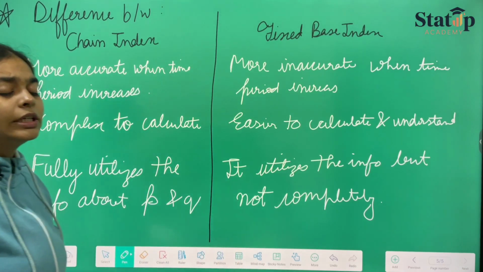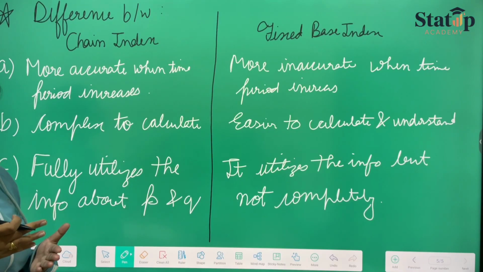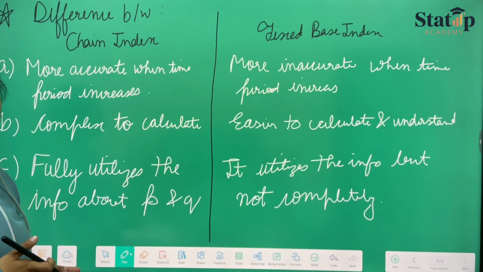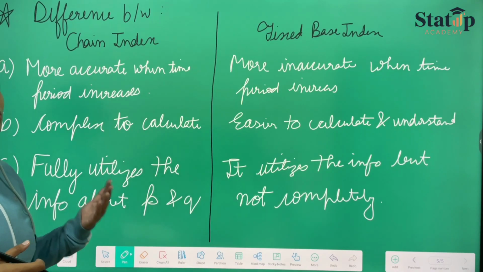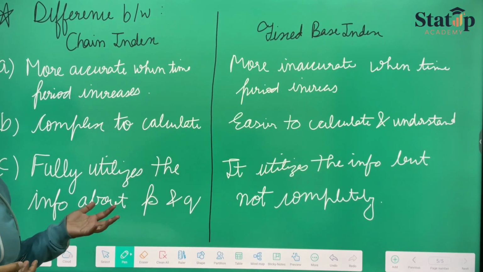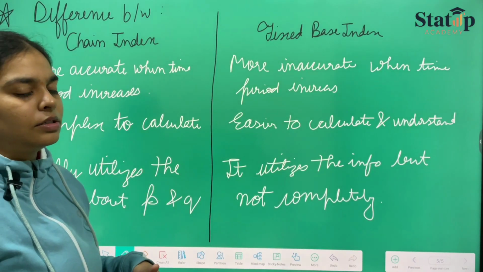And there is one more disadvantage of chain index number. Since this is a complex process, there is a higher possibility of error in chain base index number as compared to fixed base index number. So we can also write that it has more cumulative errors as compared to fixed base index number.